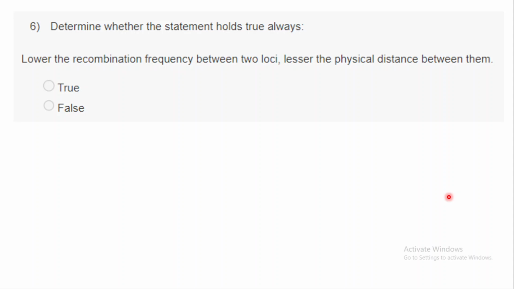Lower the recombination frequency between two loci, lesser the physical distance between them. These terms could be quite confusing, but these are very basic and fundamental, and you have to have your concepts right if you want to do good in developmental biology.